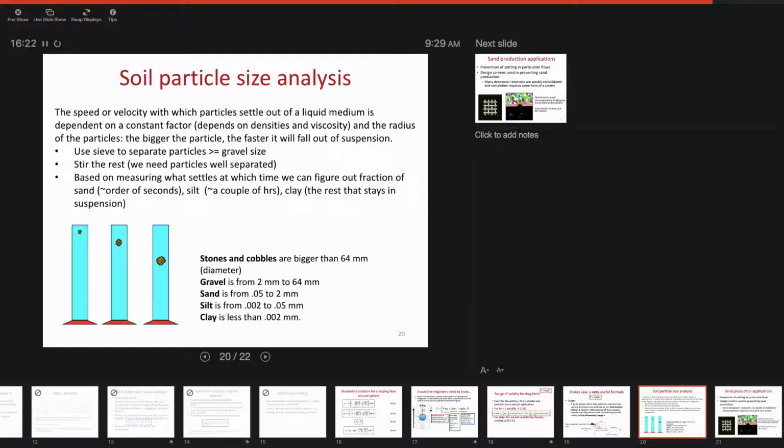Yeah. So basically, based on that, we refer to stones and cobbles as larger than 64 millimeter, gravel is 2 to 64, sand is 0.05 to 2, silt less than 0.05, and clay is less than essentially 2 micron. Okay.